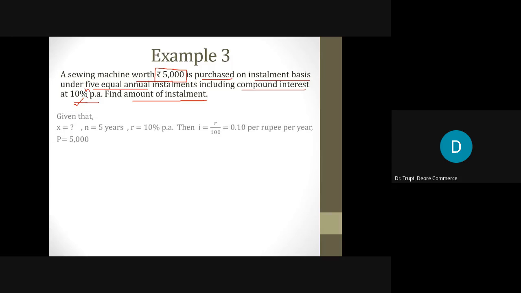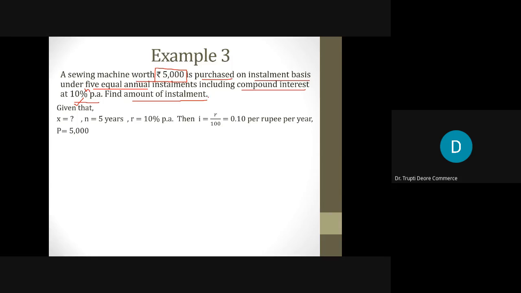So let's check what is given. Find the amount of installments, so we have to find out x. So x is equal to question mark. What is given? 5 equal annual installments, so n is 5 years. R is 10% per annum. We convert R into I as R upon 100, so 10 divided by 100, we get 0.10 or 0.1 per rupee per year. And the sewing machine is purchased for 5,000, so P is equal to 5,000. Here P is given, right?